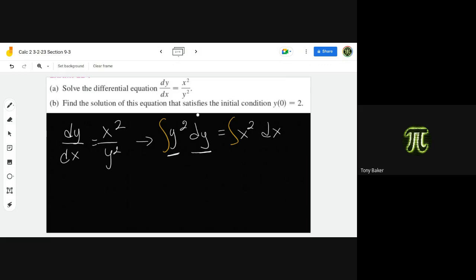What's the integral of y squared? y to the third over 3 plus c. Now what's this side? x to the third over 3 plus c.